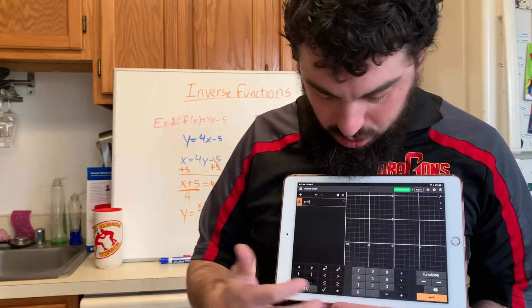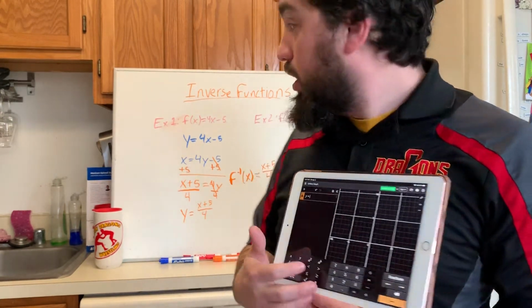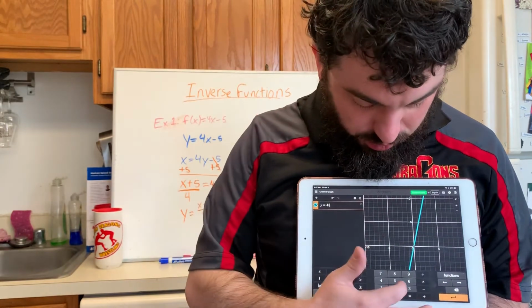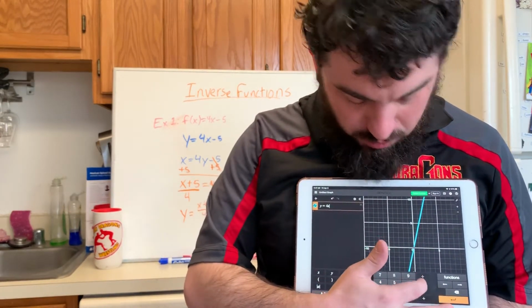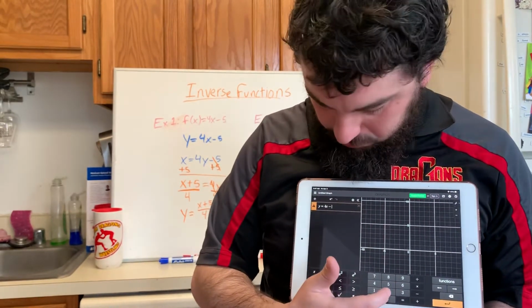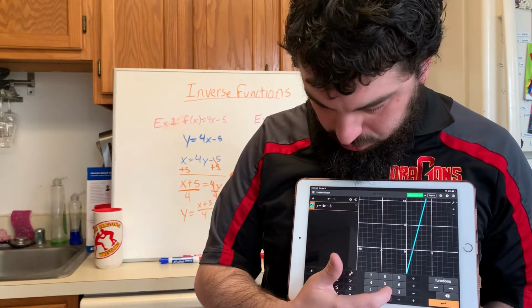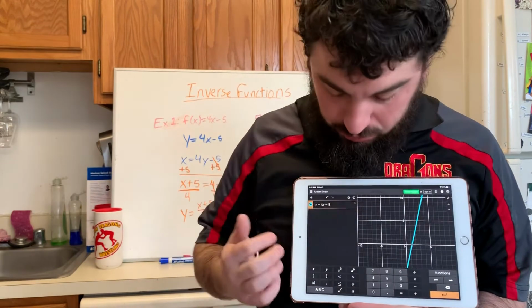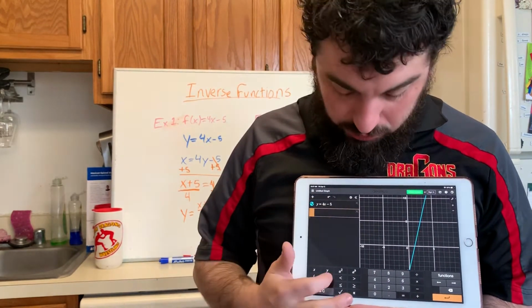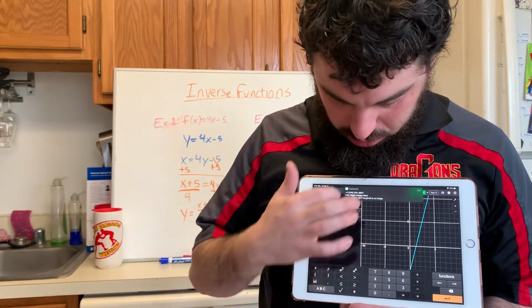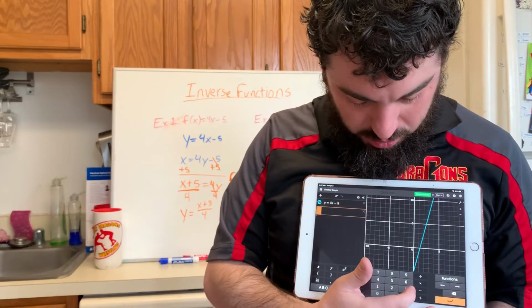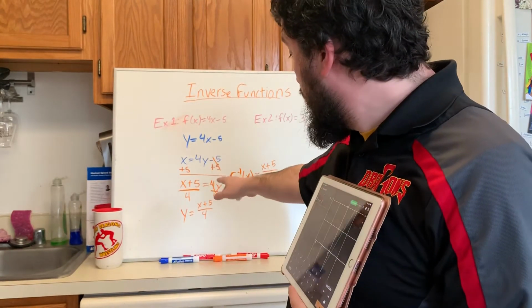y equals 4x minus 5. So right here we see this function. Now let's graph the inverse. The inverse said, what was that?